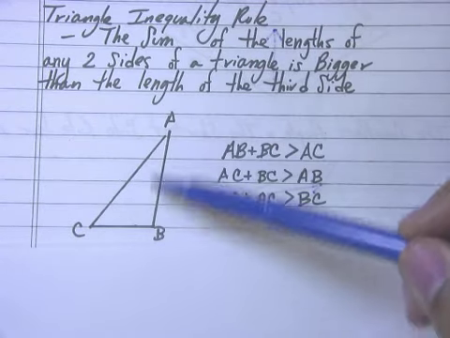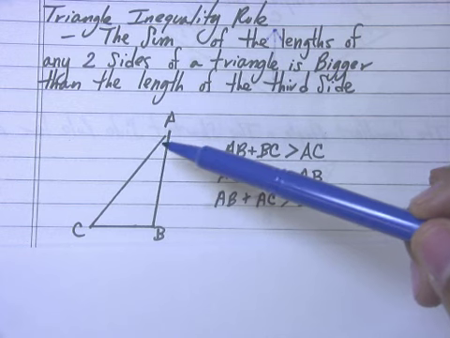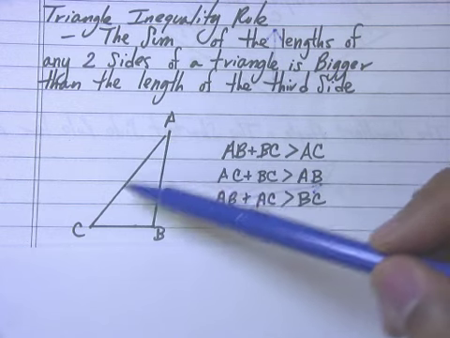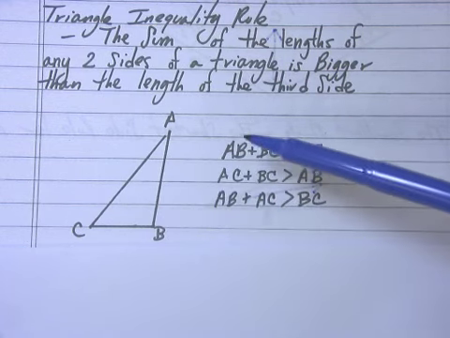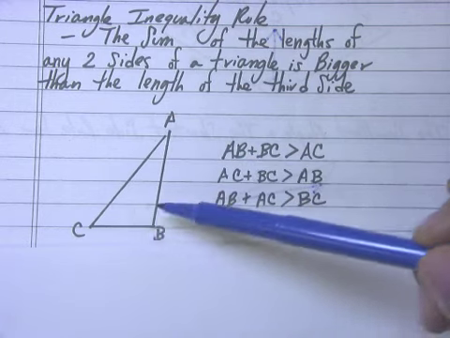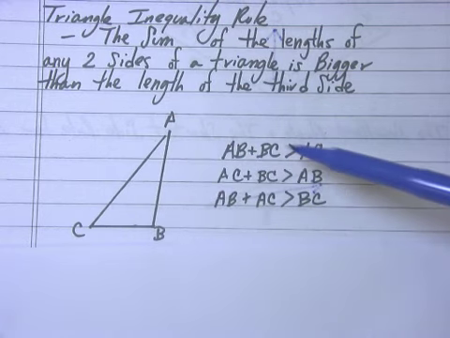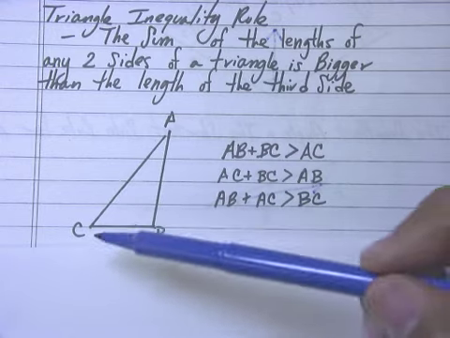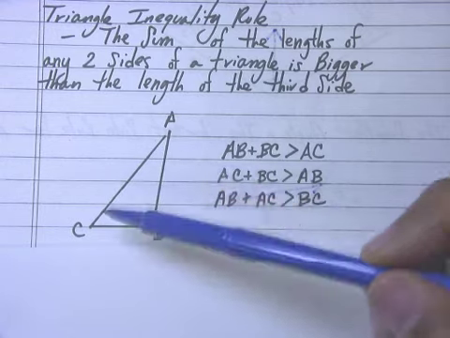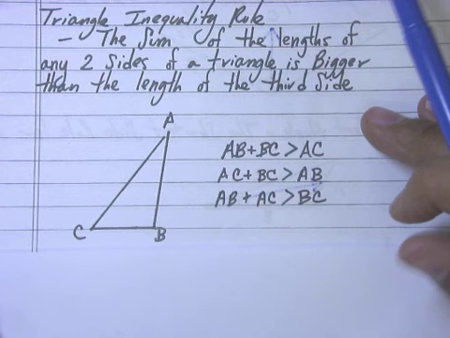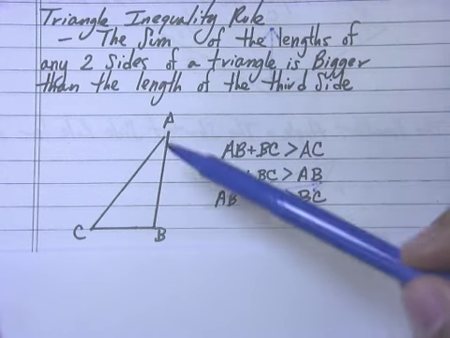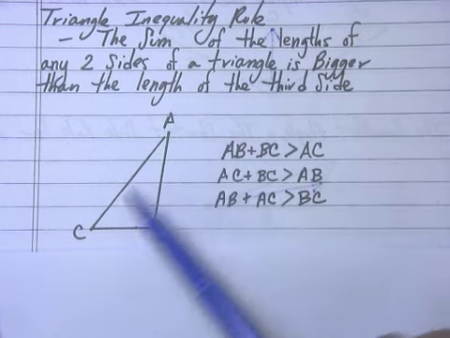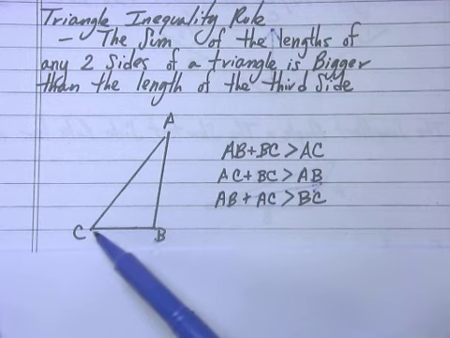Well, what that means is that if I take side AB plus side BC, both of those together are going to be greater than side AC. And I put that here as an inequality. AB plus BC is going to be greater than side AC. And I think we can all agree on that. If I added these two sides here together, they would be bigger than this side here.